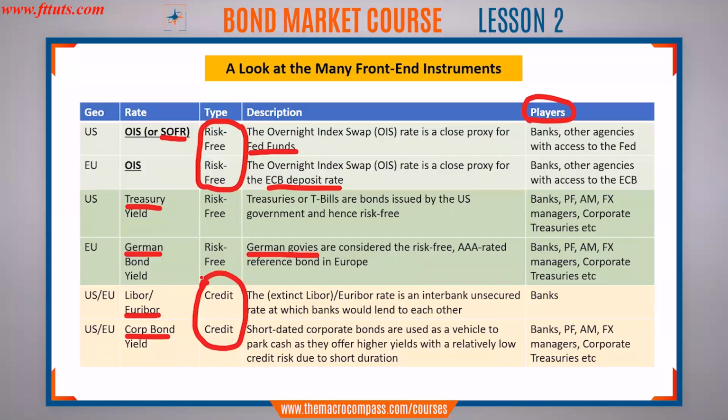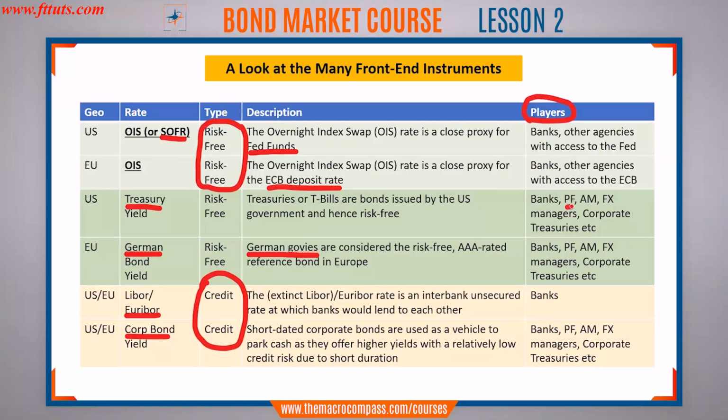Now, the reason why I walked you through all these instruments is to make you understand that the front end is composed by many different players and many different instruments. And after all, not all represent the same thing. All these nuances are very important, and as we will see, all these players are very important when it comes to the plumbing. Banks have access to the central bank and therefore to risk-free OIS rates.